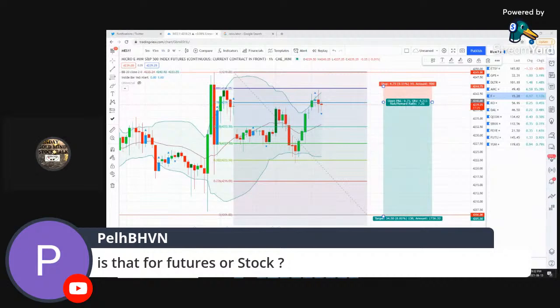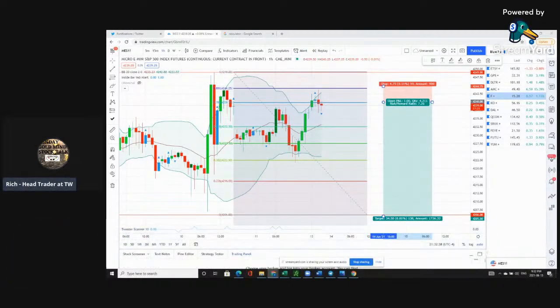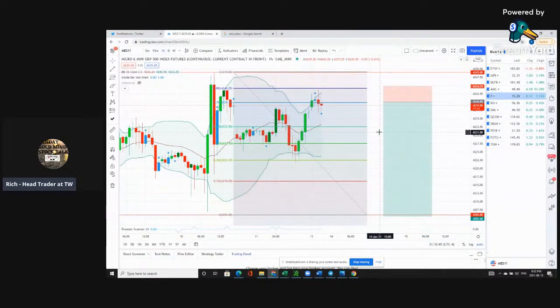Pell says, is that for futures or stock? Everything applies to both futures and stocks. It applies to both of them.